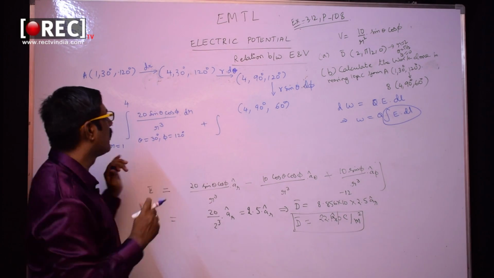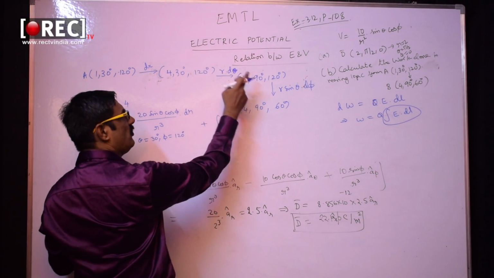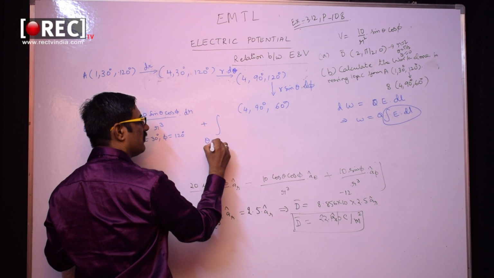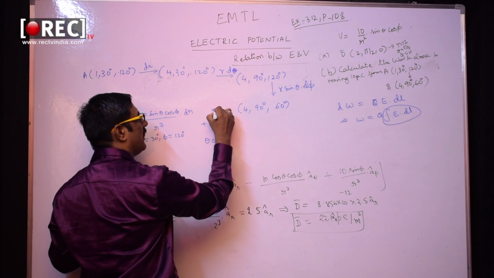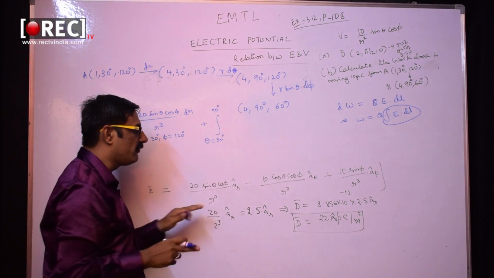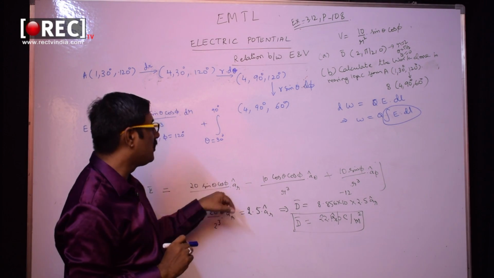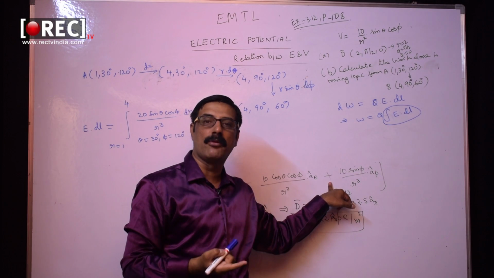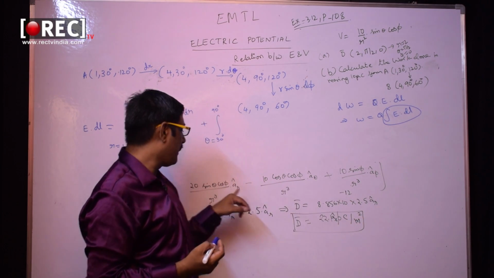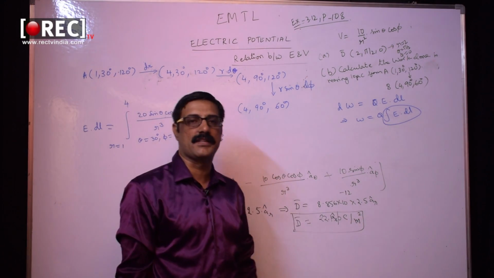So theta is changing from what value to what value? 30 degrees to 90 degrees. So theta goes from 30 degrees to 90 degrees, and you need to mention only the theta component. Why am I not mentioning the remaining two components, the a_r cap and a_phi cap components? Because they will be 0 due to the dot product.